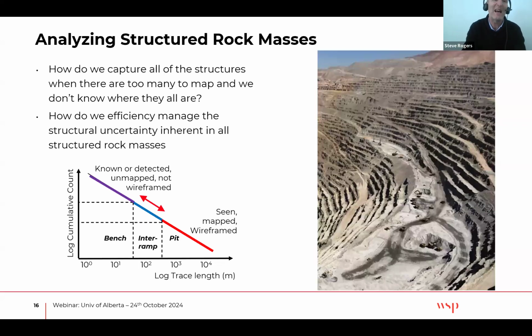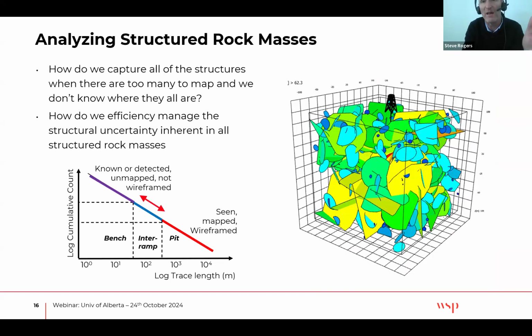So the question is, how do we manage this? There are lots of things we've got to put into the model, but it's really hard when we've got a big volume to deal with, and that's really where DFN models come in. This is a way of stochastically adding these things that we know are there.